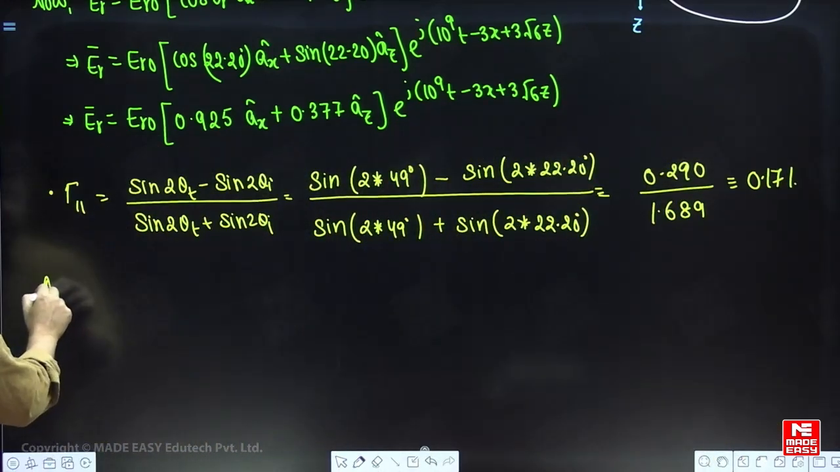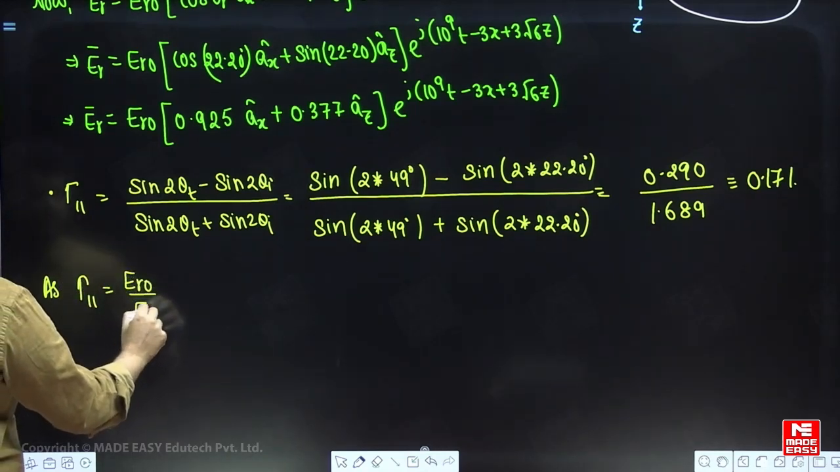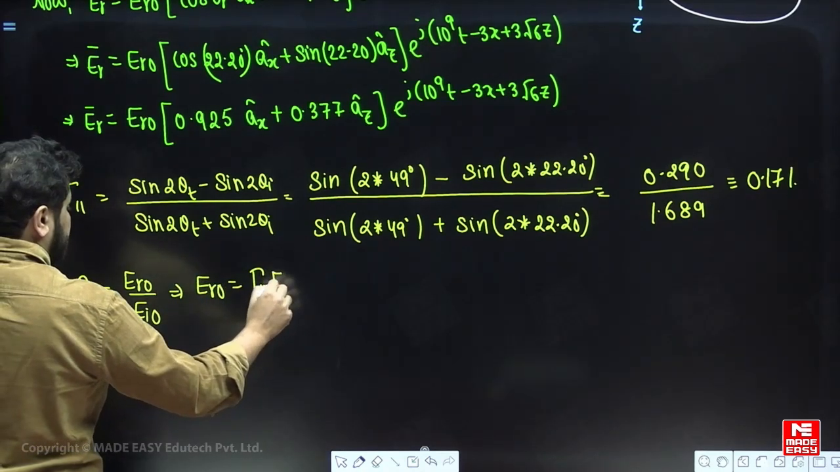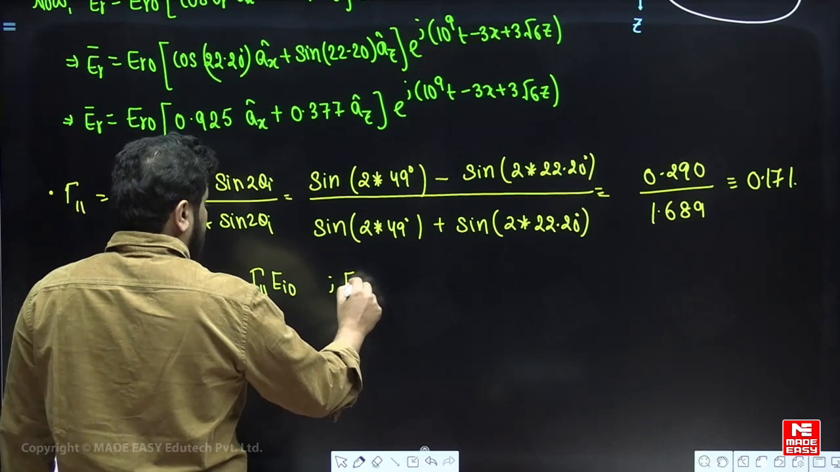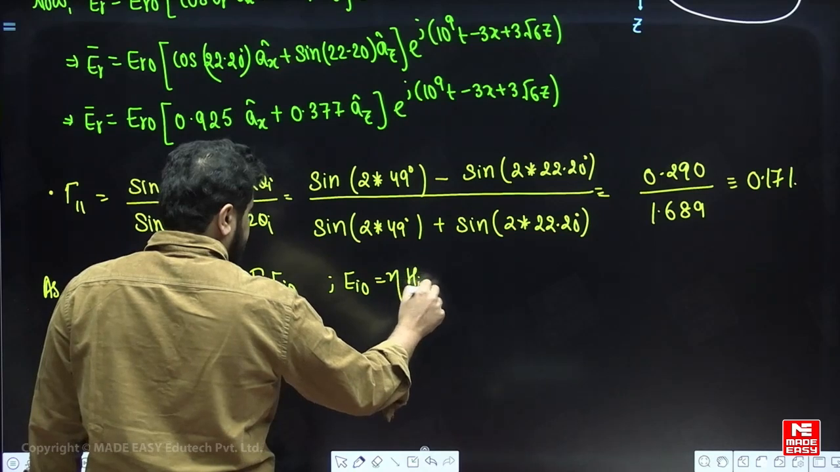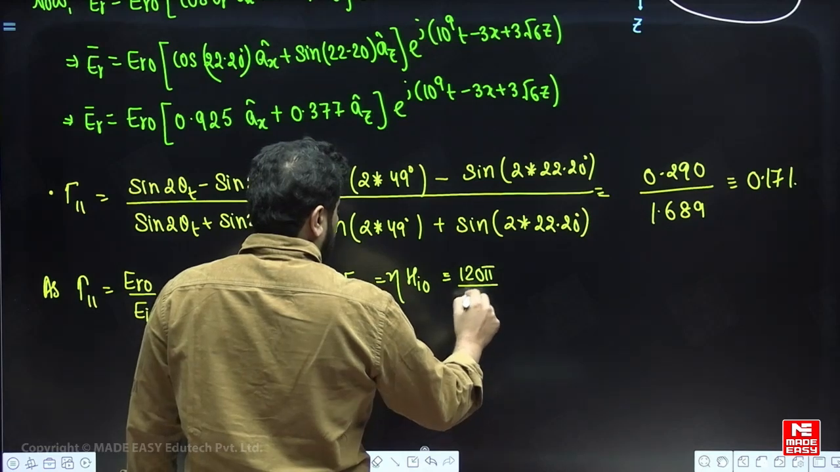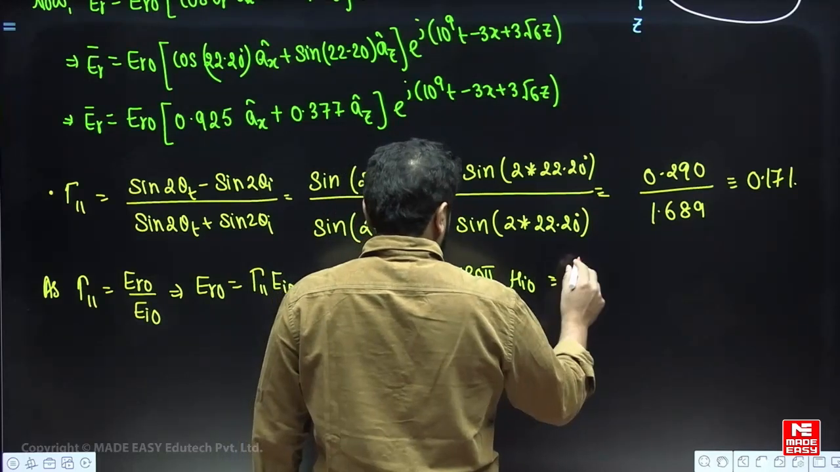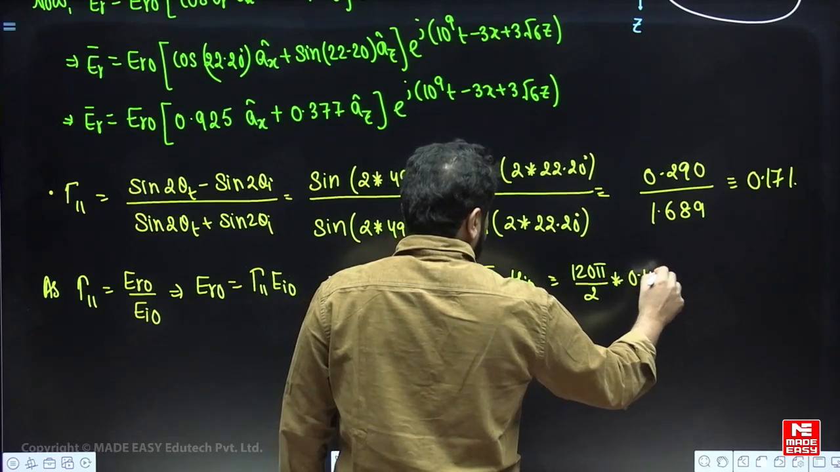So what is gamma parallel? It is equal to how much is reflected to how much is incident. It means that how much is reflected is equal to gamma parallel times E i naught, correct. But we don't know E i naught. So what is your E i naught? E i naught is equal to eta times H i naught, correct. So eta is how much? It is your 120 pi upon root epsilon r into H i naught, because this E i naught is in medium one. So this is 120 pi upon 2 and it was 0.4, correct.